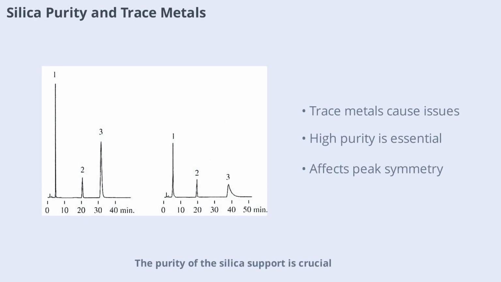Purity of the silica support is crucial, especially when separating basic and highly polar compounds. Trace metals in silica can interact with analytes, causing asymmetrical or tailing peaks or even complete retention. Metals like aluminum activate silanol groups, making them highly acidic. High-purity silica minimizes these issues and ensures consistent performance.